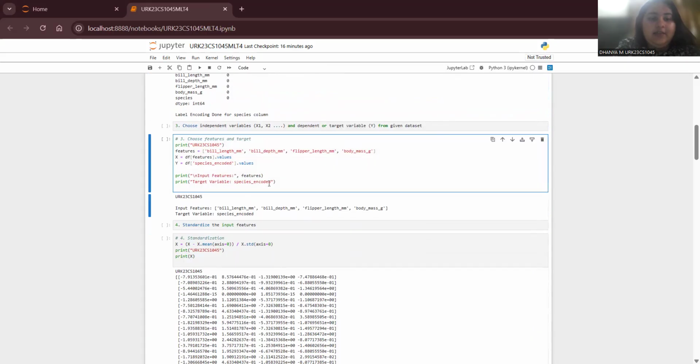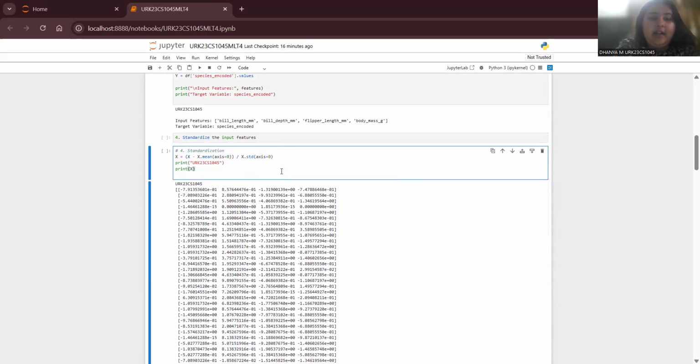For the third, I have chosen the features. For input features, I've used bill length, bill depth, flipper length, and body mass, which are independent variables denoted by X. And the Y I have used here is species, that is the target variable that the perceptron will predict.